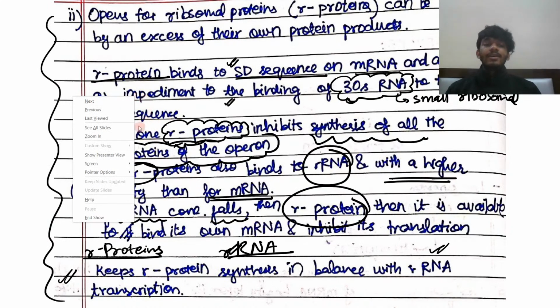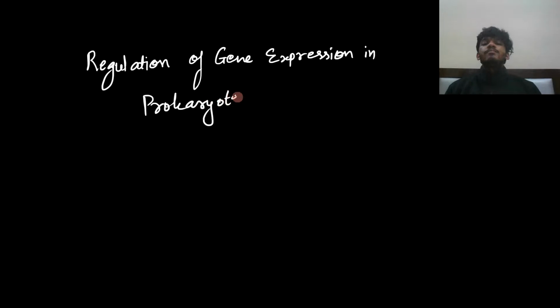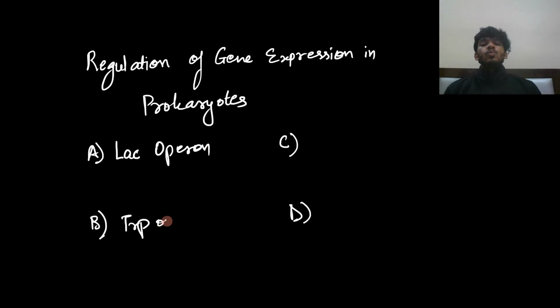So now you're clear with what you have to write when it comes to regulation of gene expression in prokaryotes. Specifically the Lac Operon and the Trp Operon part, it's important for your NEET PG. You have to write 4 things. If the question comes, you write the Lac Operon, you write the Trp Operon, you will write about the stringent response, and you will write about the R protein regulation.